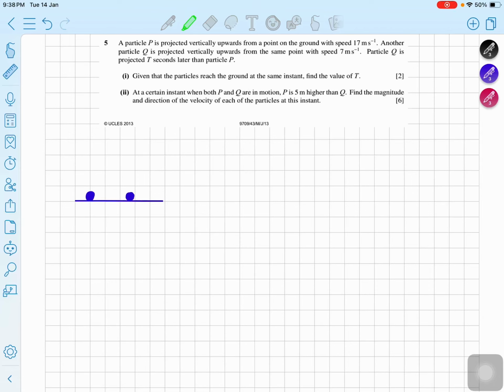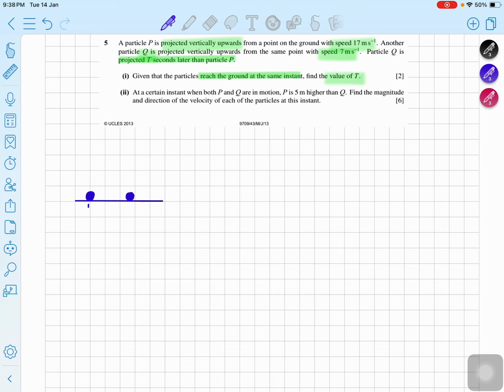A particle P is projected vertically upwards from a point on the ground with speed 17, and then you have a Q which is also projected vertically upwards from the same point with speed 7. Particle Q is projected t seconds later than particle P, given that the particles reach the ground at the same instant. I have to find the value of t.